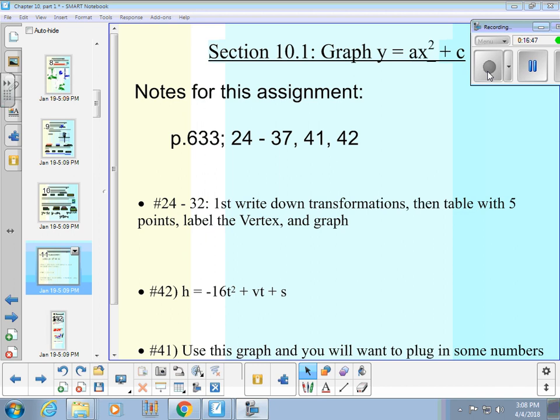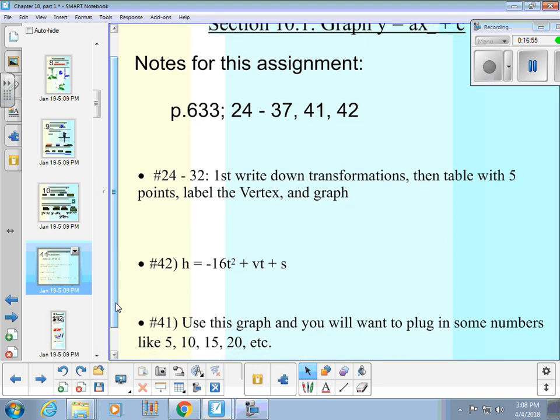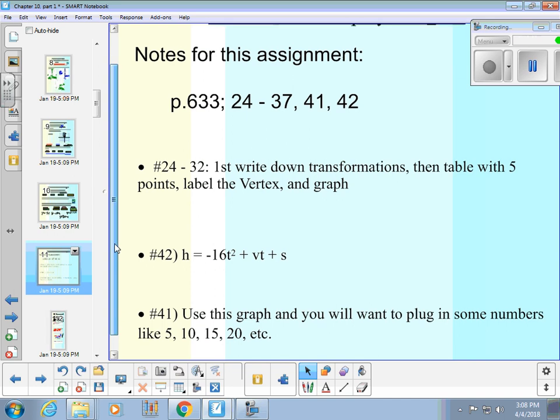Last thing here, this last slide isn't really any more notes. It's just things that go along with this particular assignment. And in case you're doing it without me there, or you're watching the lesson online here, just things I want you to note. Here's the assignment that goes with this lesson, page 633, 24 to 37, 41, 42. 24 to 32, kind of like I talked about in the slides there.